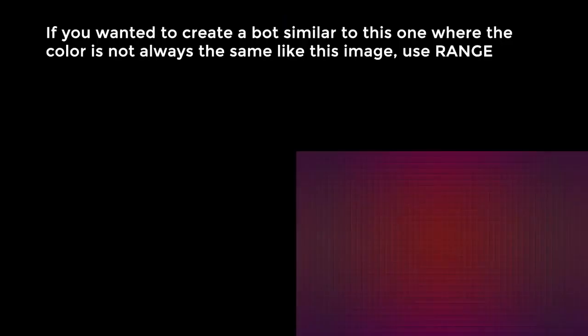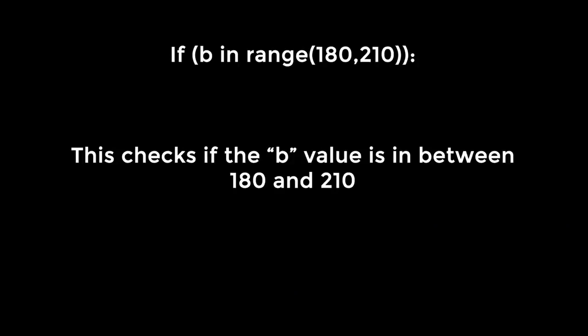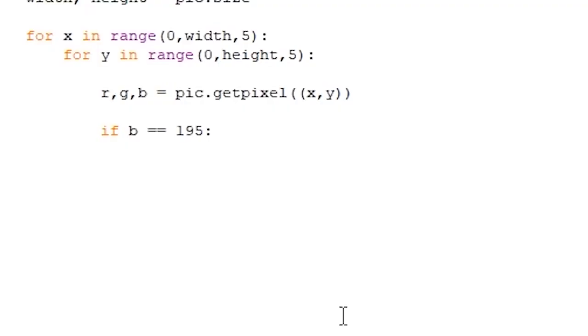But if you wanted to create a bot similar to this one, where the center is not always going to be the same color, then you can use range again. If you were to use range, the loop would look like this. If b in range 180 to 210. This will check if the blue value stored in b is between 180 and 210. In my case, checking for a range is unnecessary, so I will just stick with if b equal 195.